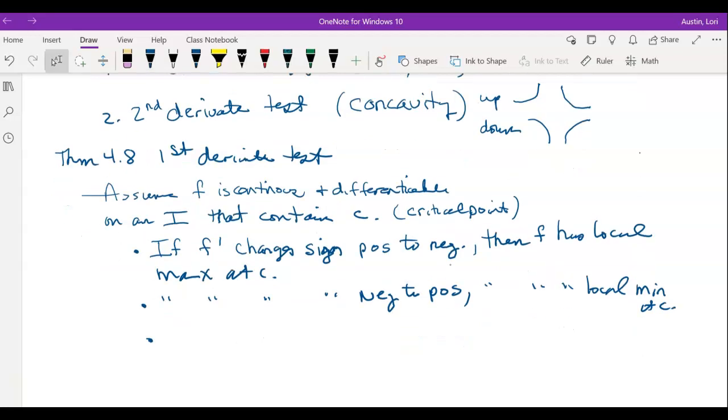If it doesn't change sign, then there is no local extreme value. If it stays positive or stays negative, we have those points of inflection that occur, okay? If there is no sign change, then there is no local extremes.